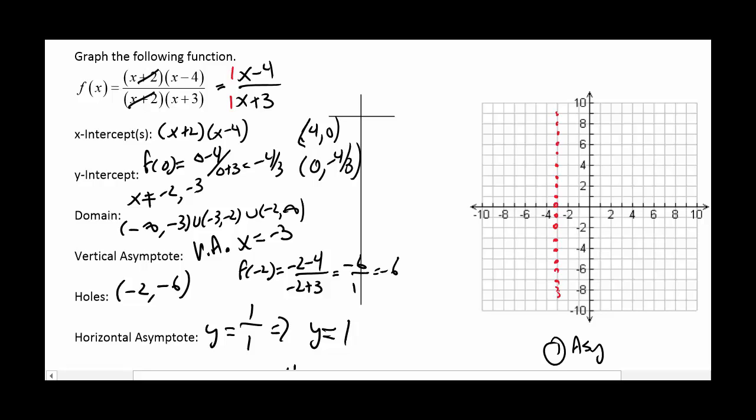Okay, HA of 1, so put that there. I know at 4, 0, it's going to cross the x-axis. And at 0, negative 4/3. So negative 4/3, that's a good estimate right there. Wow, I can already kind of see what's going to happen here. Okay, so on this side, I can see it's got to hug the asymptote that way. I already know that it does not cross the HA, so it's got to continue to go down.